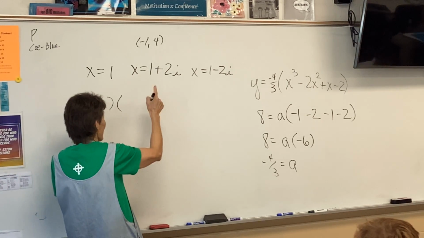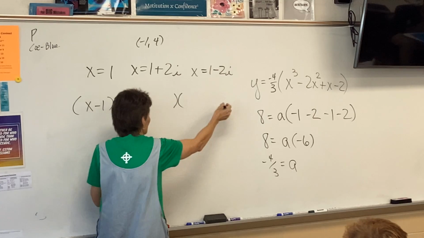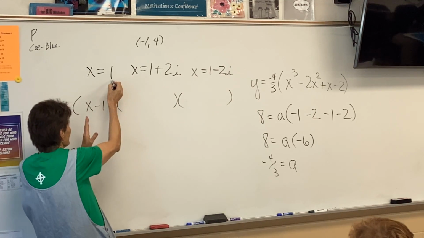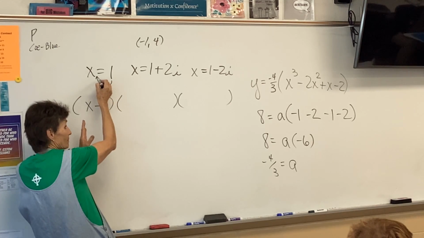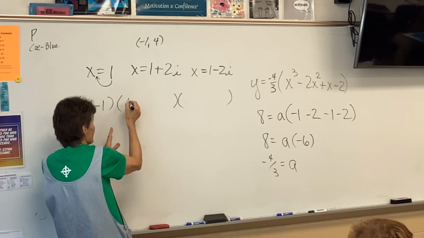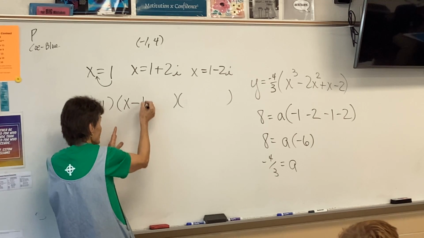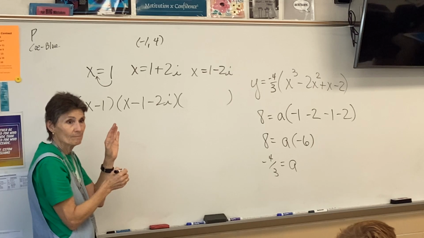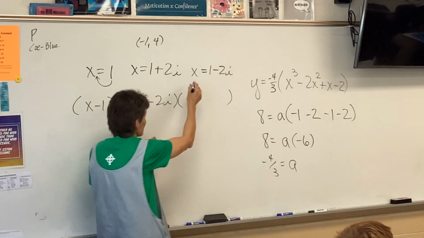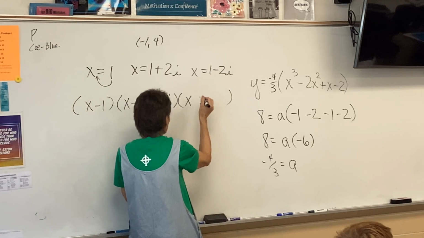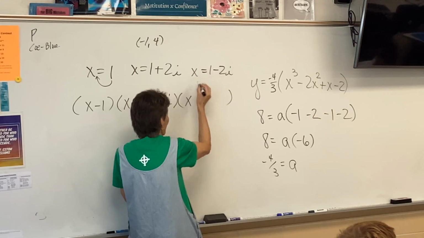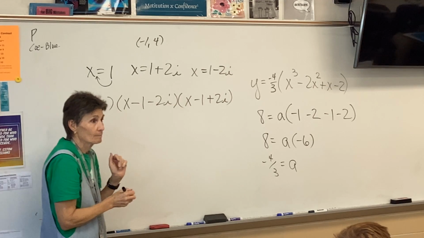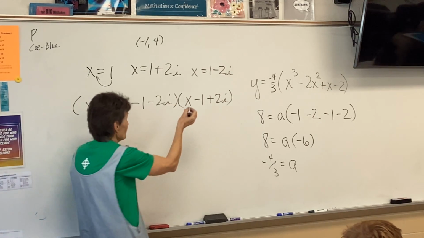Now you gotta do factors for these guys too. Any idea what the factor for this is? Now think about what you did here. You did minus 1. So what do you think this is gonna be? x minus 1 minus 2i. Beautiful, that's exactly right. And this one's gonna be x, no, x minus 1 plus 2i. Because you're moving it over.